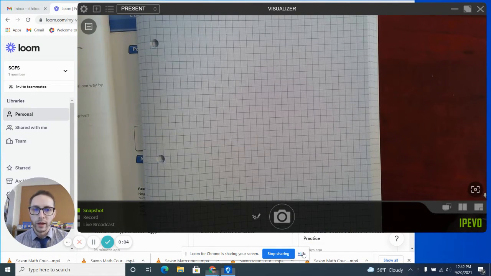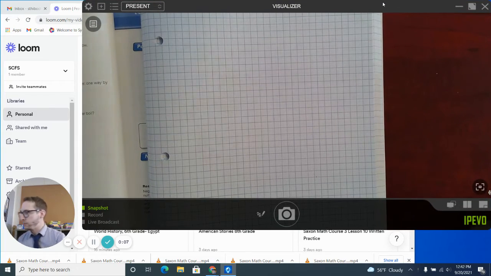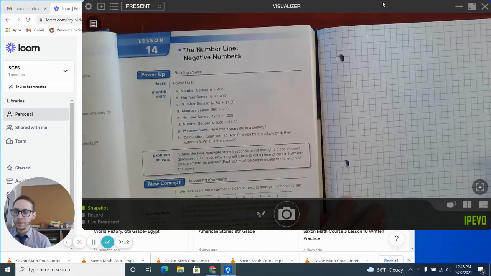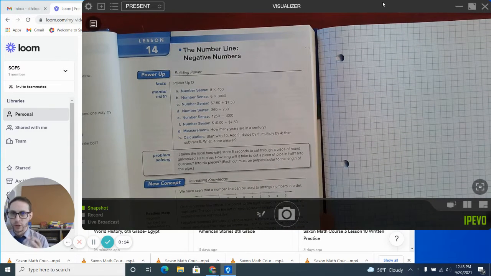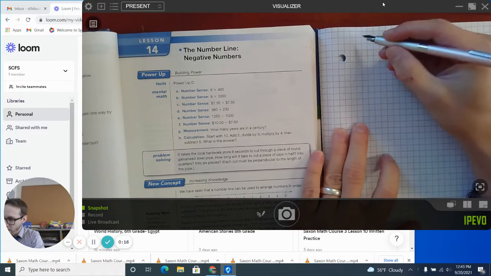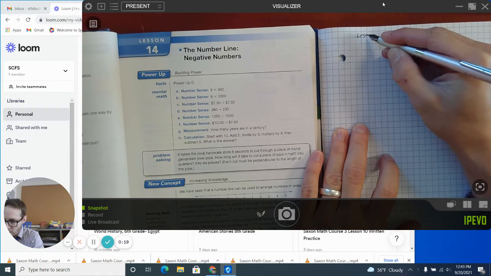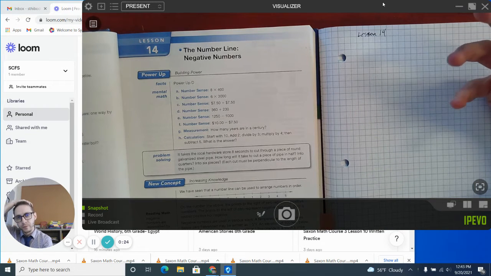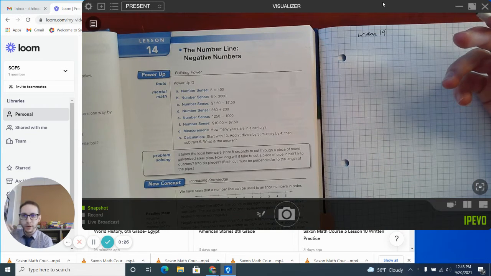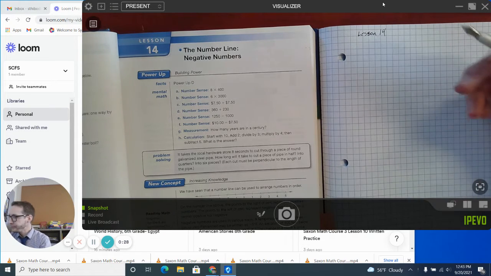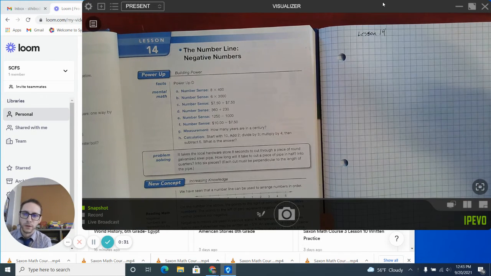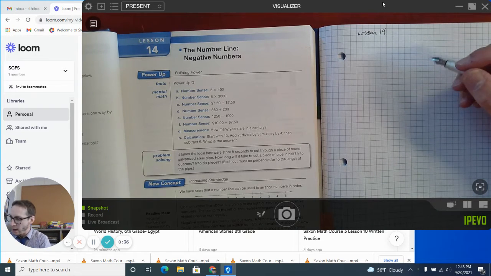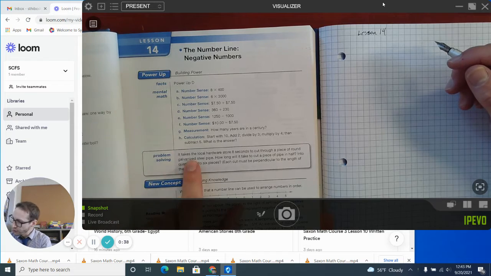So let's go ahead and work on lesson 14. Number line, negative numbers. Okay, so this is important stuff to conceptualize negative numbers. Lesson 14. I don't know if this is your first lesson with negative numbers. I'm not sure where you were last year, and quite frankly, I go through all the lessons, so it's sometimes hard for me to remember what you guys did and haven't done. But do mental math. We'll do your problem solving.